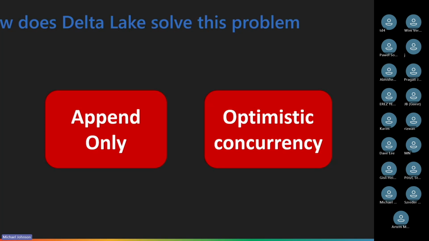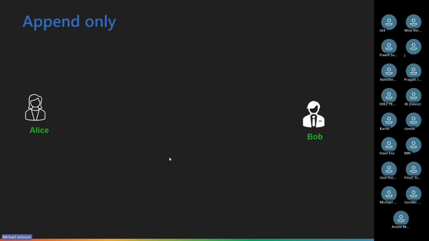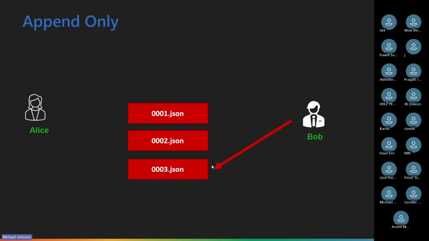And then there's this idea of optimistic concurrency. So we'll show you how optimistic concurrency works. Okay, so first off, we work with this idea of append only. So we've got our 2 actors, Alice and Bob again. And Alice will go and make a change. So she'll go and create JSON1. Okay, and then Alice will go ahead and create change set 2. And then Bob will go and create change set 3, and Alice will go and create 4.